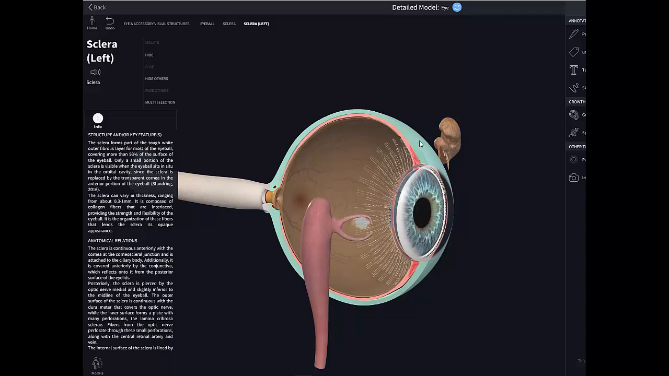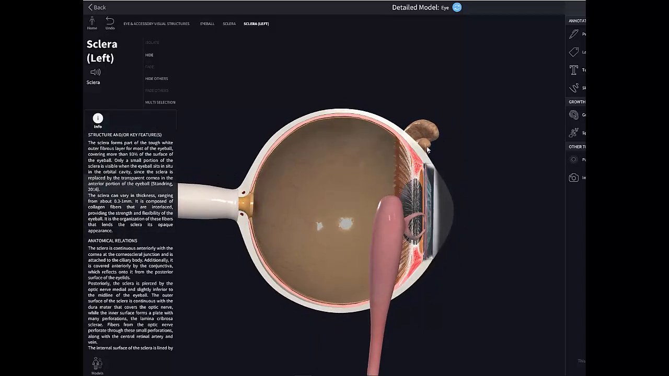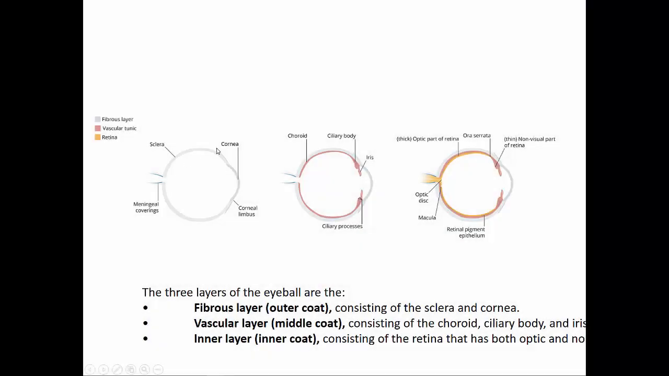Probably best to highlight this on a different type of diagram which has been made by the illustrators from 3D4Medical. So here you can see the 3 different layers. Okay, so the fibrous layer, or the outer coat, consists of the sclera and the cornea. The sclera and cornea are continuous with each other. The sclera is also described as the white of your eye.